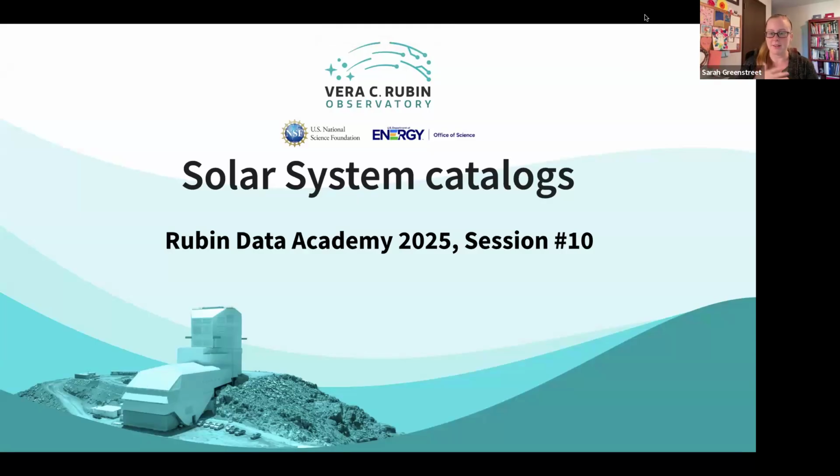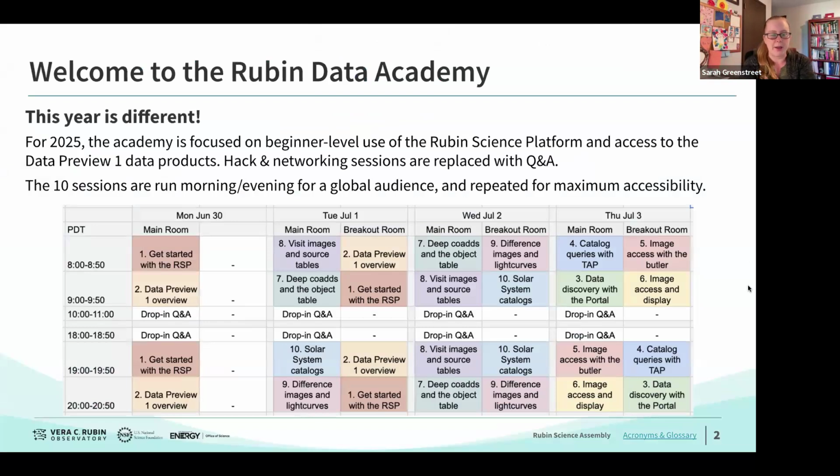So, hi, everybody. My name is Sarah Greenstreet, and for now, we are going to be covering session number 10 for the Data Academy on solar system catalogs. Let's see, can I advance my slides? There we go.